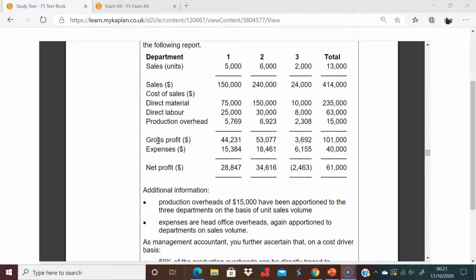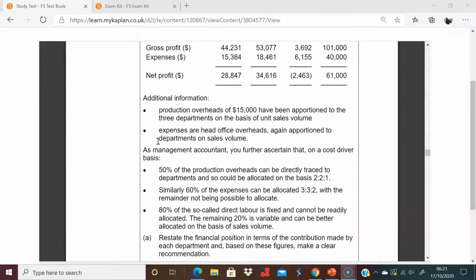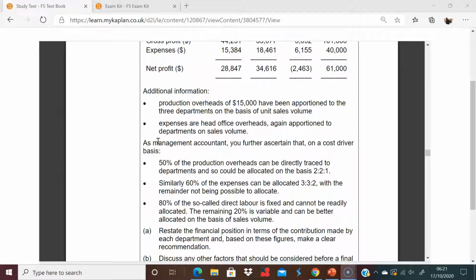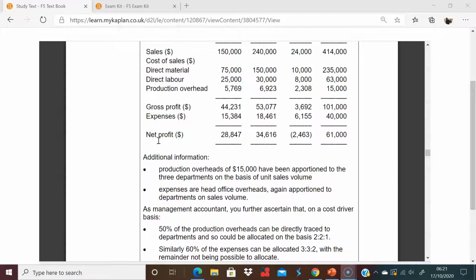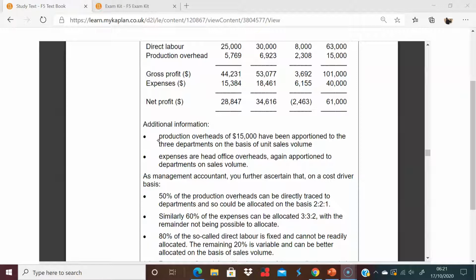And expenses, again, similarly 60% of the expenses can be allocated 3-3-2. So 60%, and we can't allocate the rest. So I can take 60% of these expenses, that's 24 grand, and then I can split that bit, of course, 3-3-2. So 24 divided by 8 is 3. So I would have 9, 9, 6. That really is what they're telling me might be a better way to do this. But then I don't know what's going on with the rest.